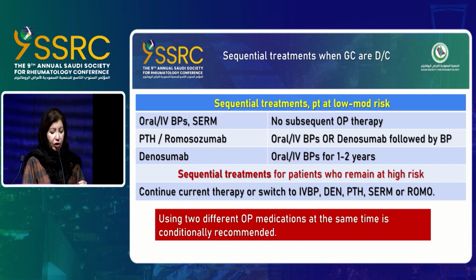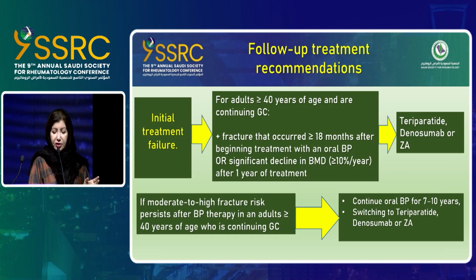But if they are on PTH or for some reason ROMO or DINO, these medications you don't stop, and of course you don't continue for a long time after you stop the steroid. So you give it for 1 to 2 years, just to make sure that they don't lose bone after that. Patients who remain at high risk continue treatment or switch to other treatments. You have to continue treatment even if you stop the steroid. And using 2 different osteoporosis medications at the same time is very limited. Probably the best evidence is using teriparatide with denosumab. This is the best one.